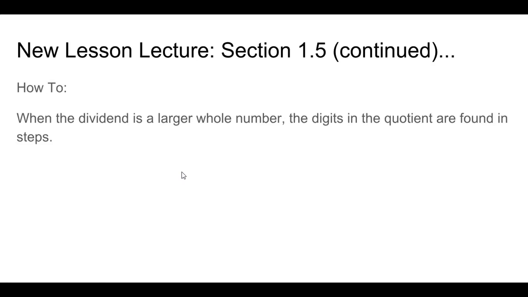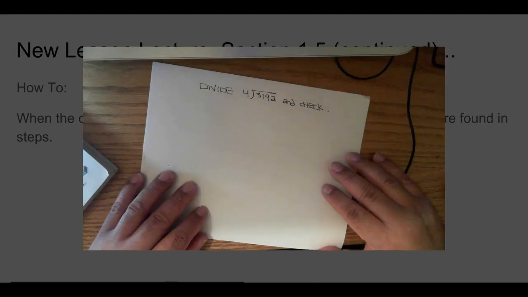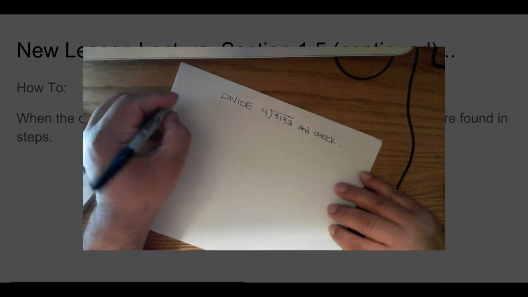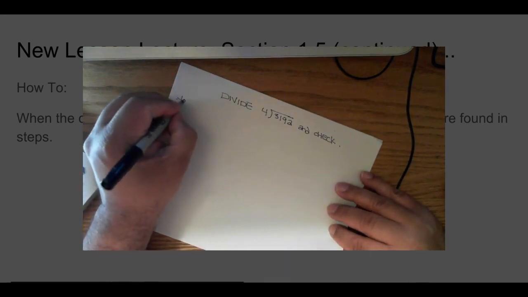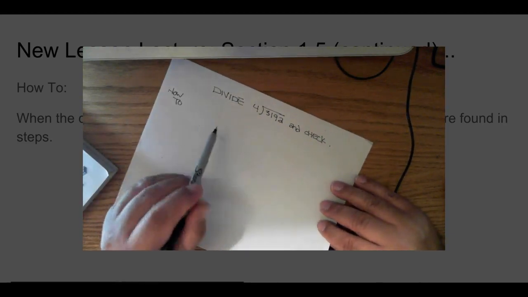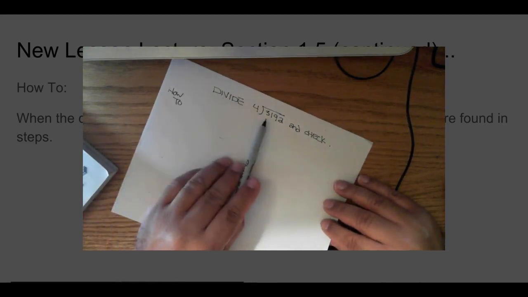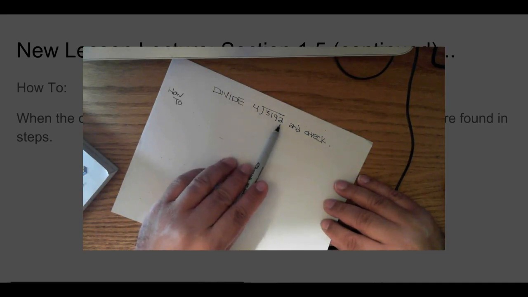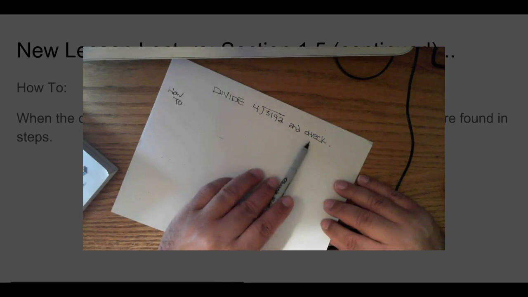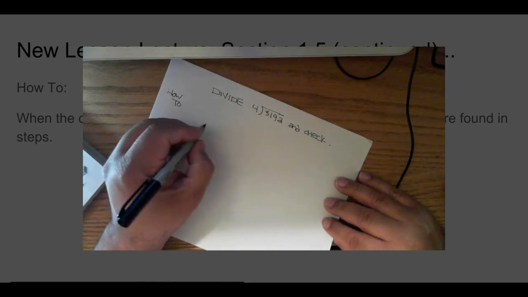So when the dividend is a larger whole number, the digits in the quotient are found in steps. Okay? And we're going to talk about that right now and show that to you. Okay, so let's go ahead and take this first how-to that we have going on here and work with it. The first how-to says divide 3,192 by 4 and check your answer.